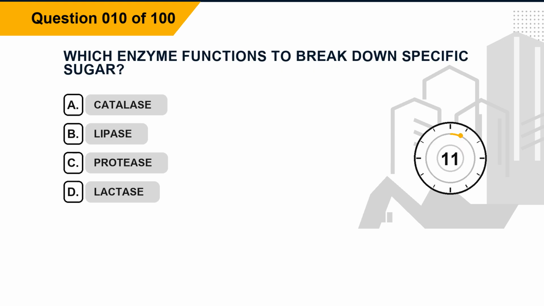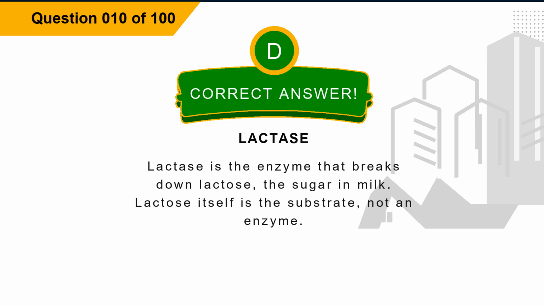Question 10. Which enzyme functions to break down a specific sugar? Option A, catalase. Option B, lipase. Option C, protease. Option D, lactase. The correct answer is option D, lactase. Explanation. Lactase is the enzyme that breaks down lactose, the sugar in milk. Lactose itself is the substrate, not an enzyme.